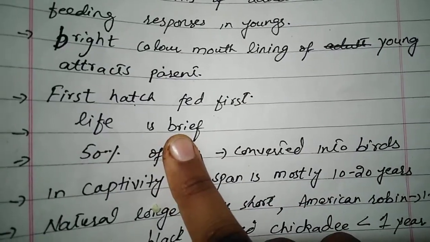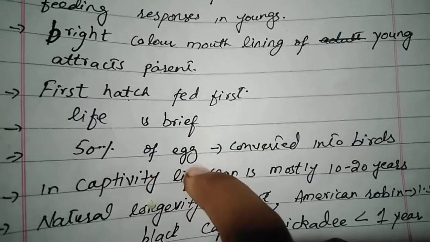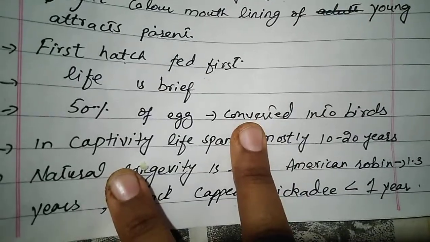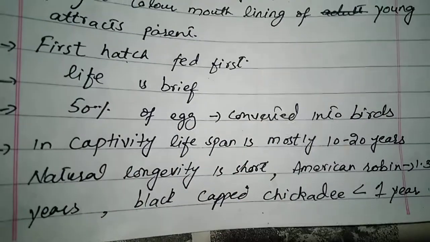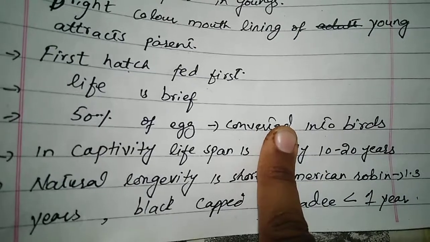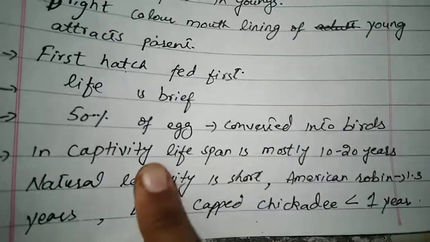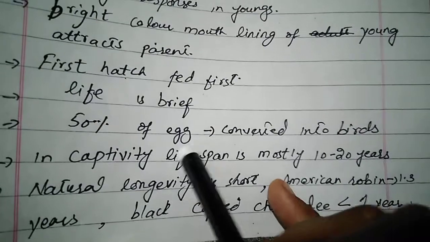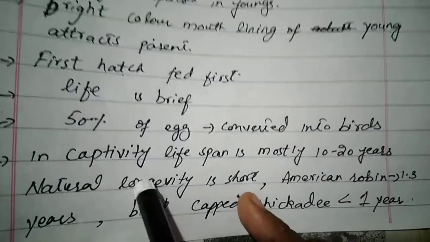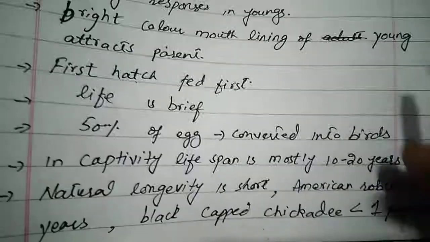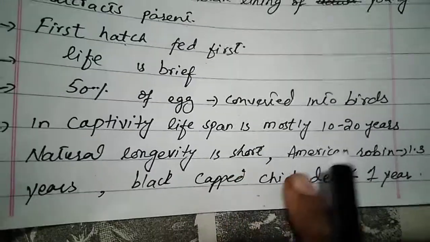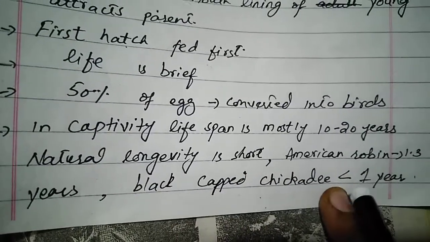The life of the birds is brief. In the wild, only 50% of eggs are converted into birds, because birds face a high potential of predation, as well as harsh environmental conditions. In captivity, lifespan mostly increases up to approximately 10 to 20 years. Natural longevity or life is short. The longevity of the American robin is 1.3 years, while the black-capped chickadee is less than 1 year.